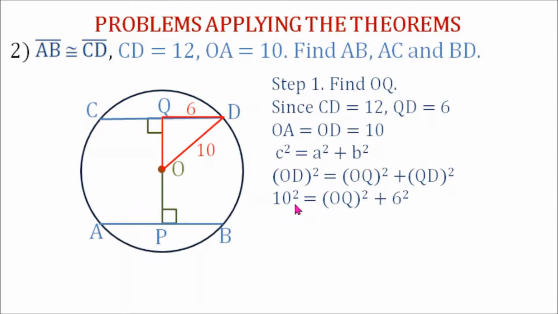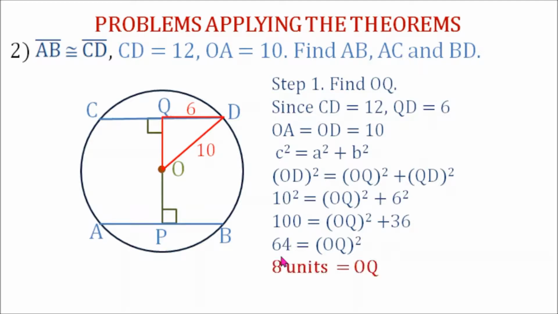Now 10 squared is 100, and 6 squared is 36. So we have 100 equals side OQ squared plus 36. Now subtracting 36 from both sides, we have 64 equals side OQ squared. To get rid of this squared here, we are going to find the square root of both sides. And the square root of 64 is 8. So that means side OQ is 8 units.